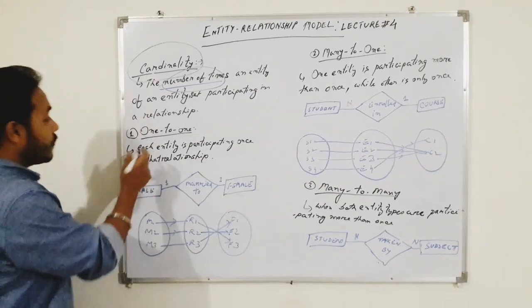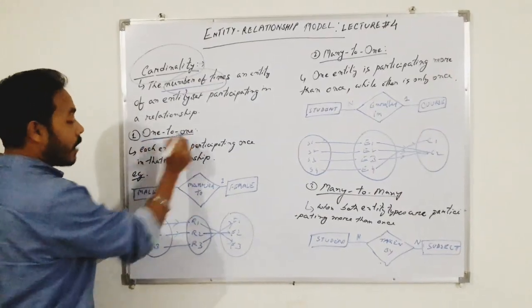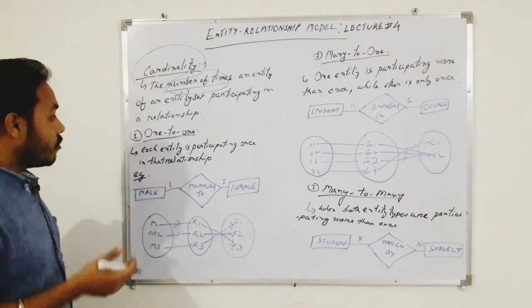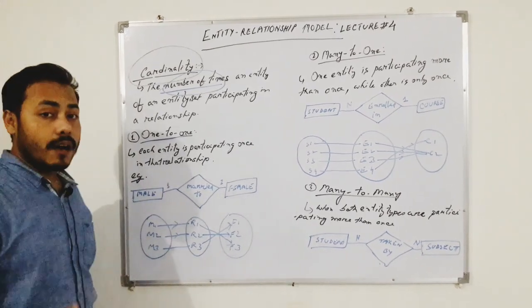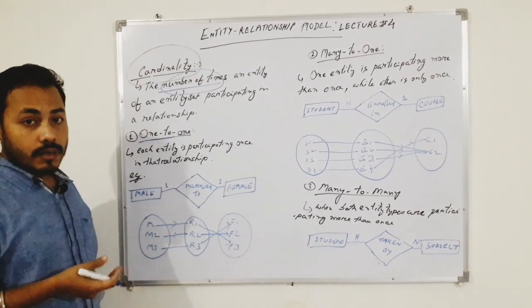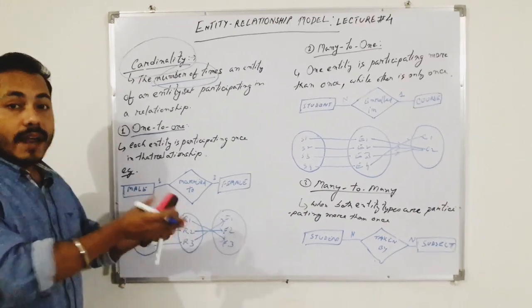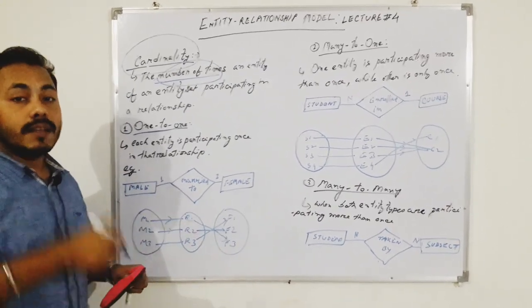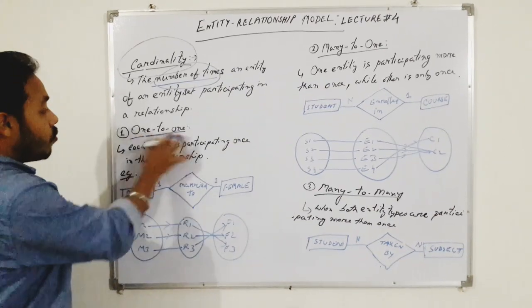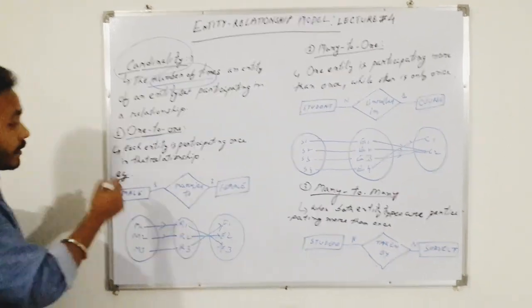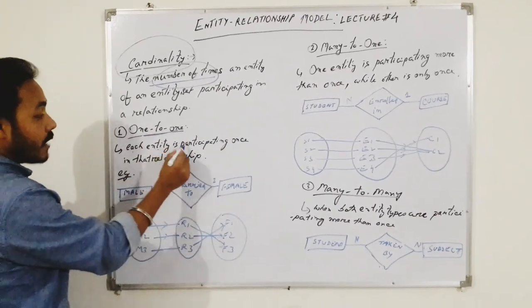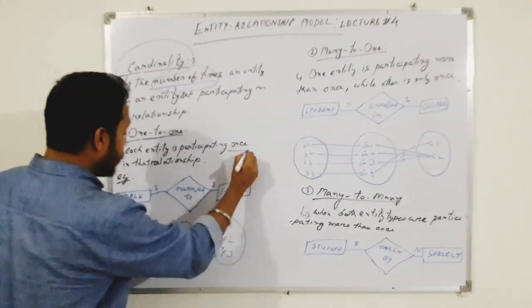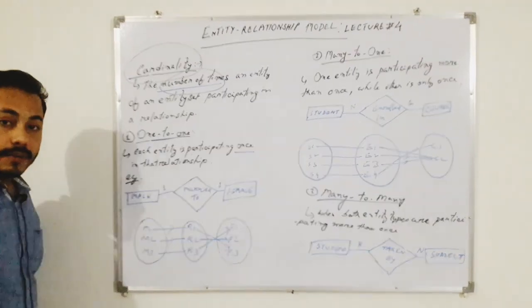The first one is 1 to 1. I know that many of you are from a mathematics background, so you already know these terms. But now we are going through practically how these things are related in our DBMS. So 1 to 1 can be defined as each entity participating once in that relationship.